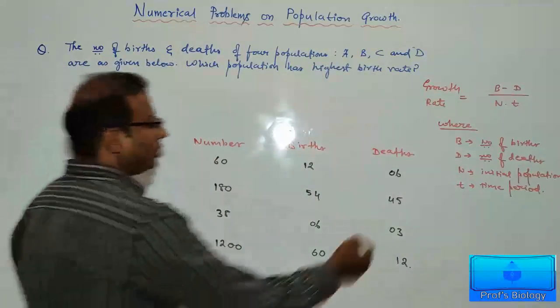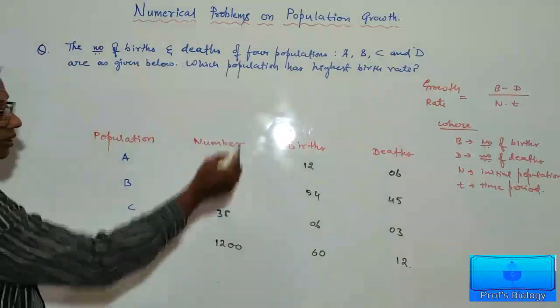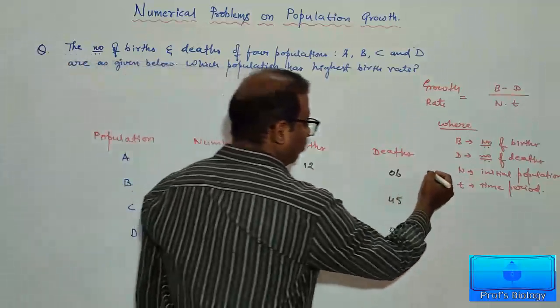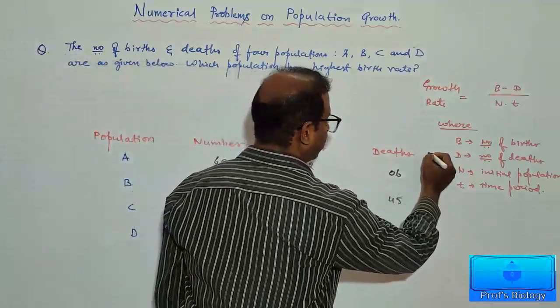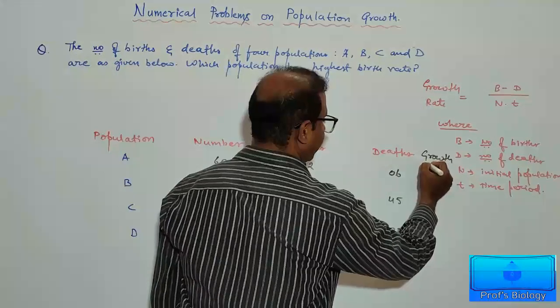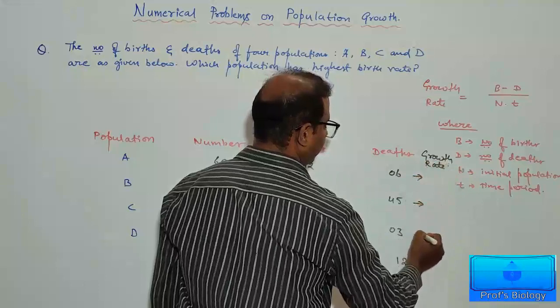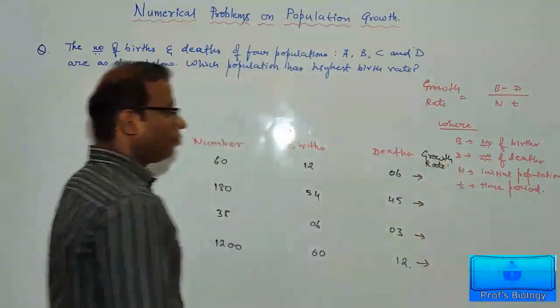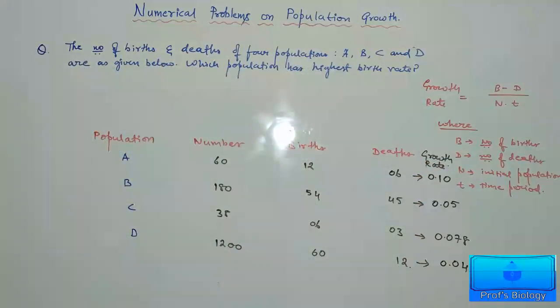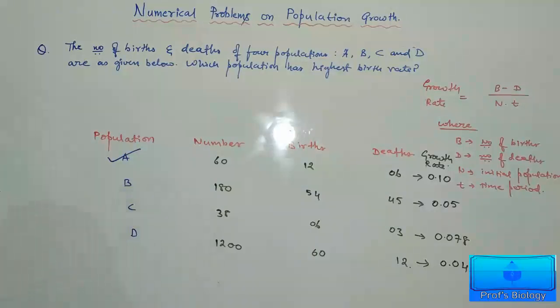Now substituting the values for populations A, B, C and D in the above equation, we get following growth rates for population A, B, C and D. So the population with highest growth rate is population A, whose growth rate is 0.1.